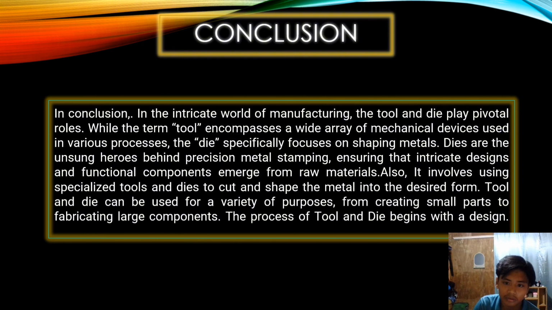It also involves using specialized tools and dies to cut and shape the metal into the desired form. Tool and die can be used for a variety of purposes, from creating small parts to fabricating large components. The process of tool and die began with a design.